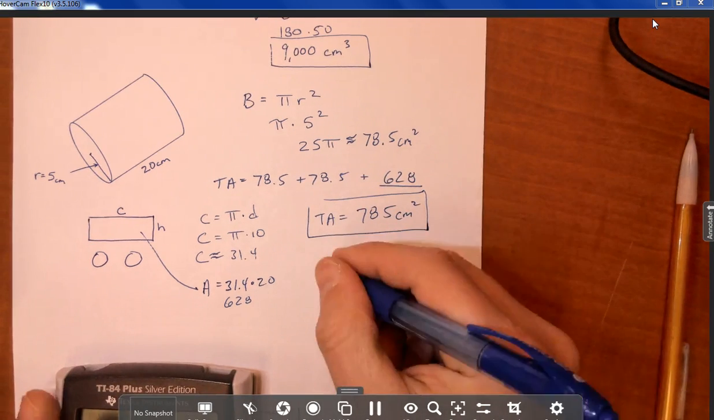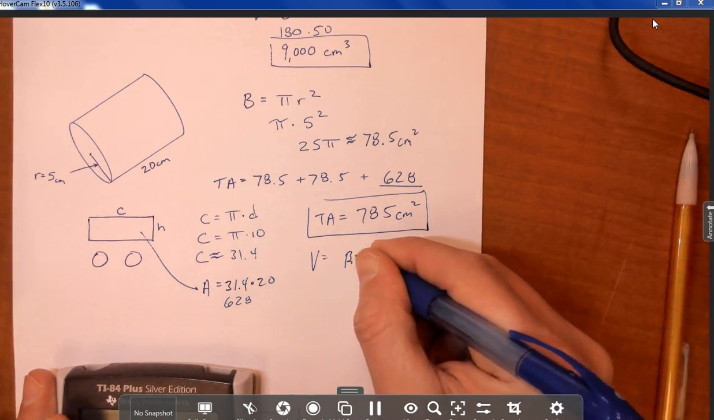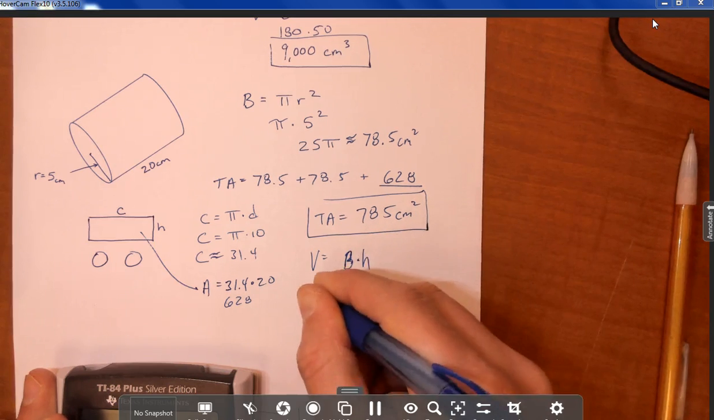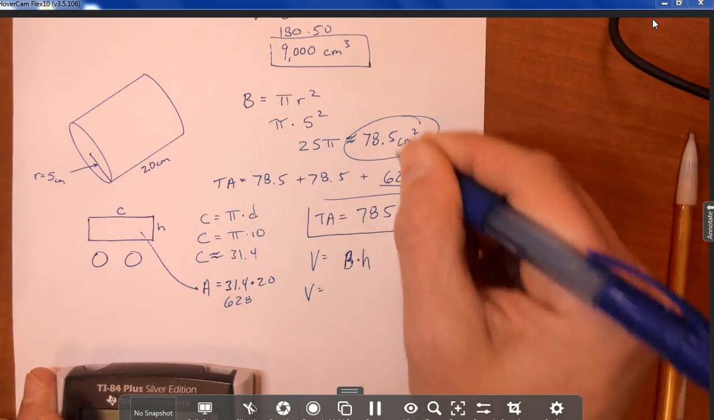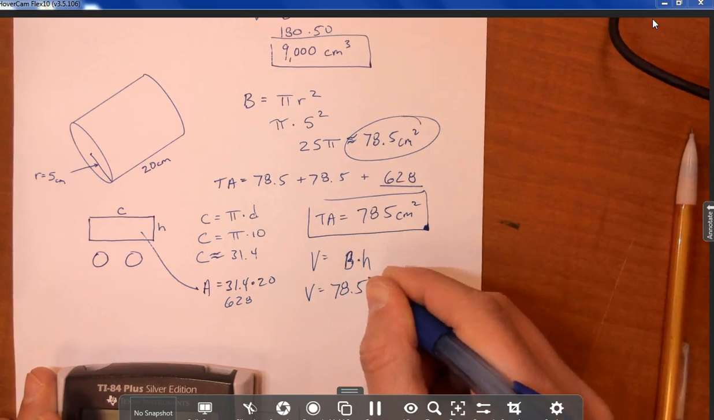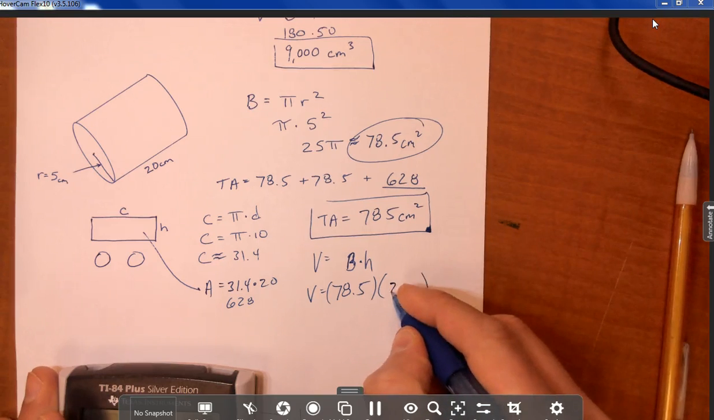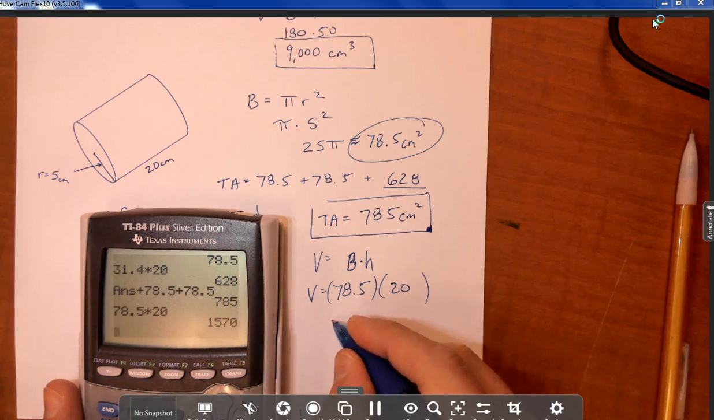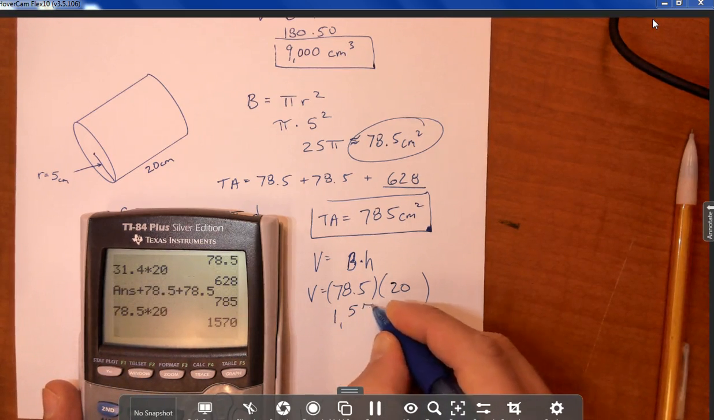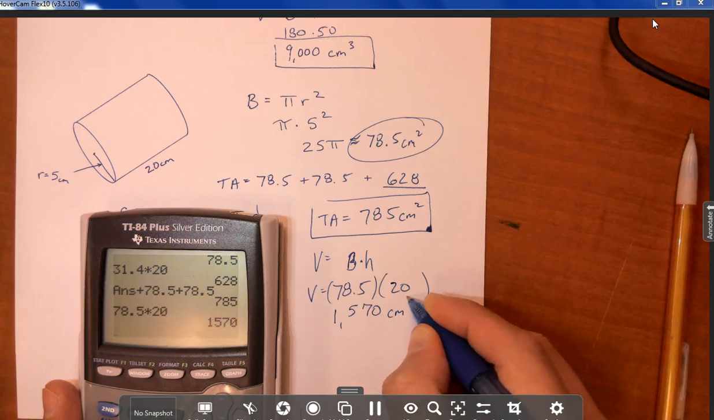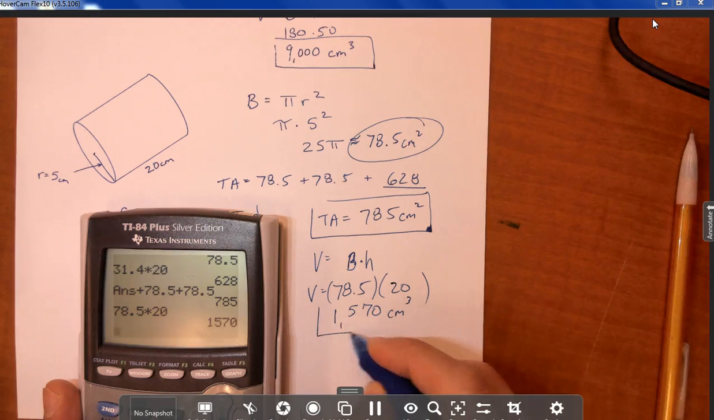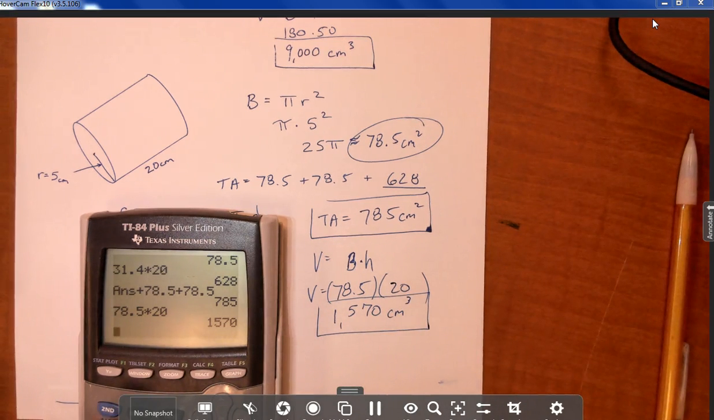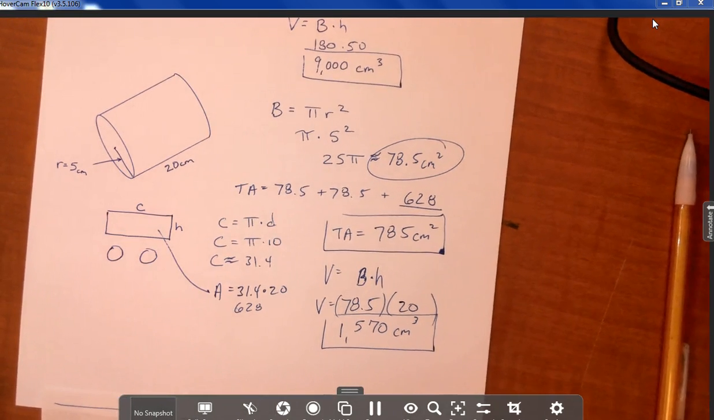And lastly, volume. Volume is super easy. Area of the base times the height. Well, the base was the circle. We found it. The base was our 78.5. The height is the distance between those, which is the 20. So we just need our 78.5 times our 20, and we get 1,570 cubes. It would take 1,570 cubes that are 1 by 1 by 1 centimeter in size to fill that cylinder. There you go. There's some examples. I hope that helps, and you are going to have some practice problems.